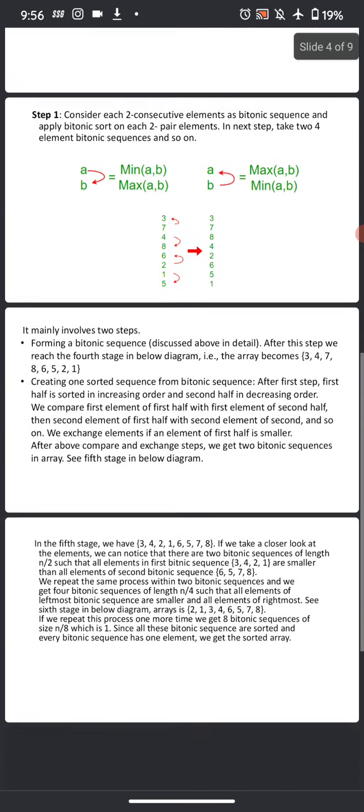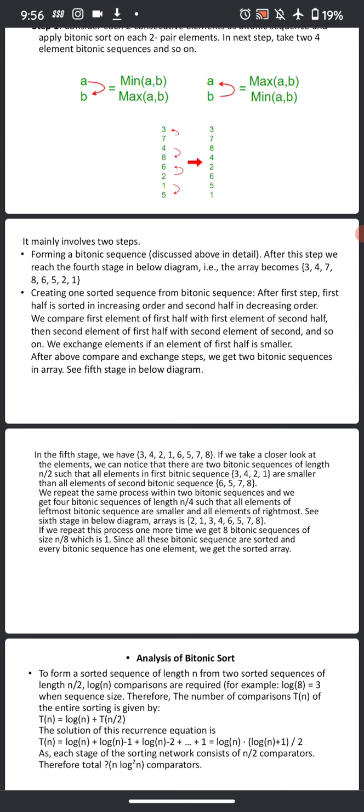It mainly involves two steps. First, forming a bitonic sequence, discussed above in detail. After this step, we reach the fourth stage in the below diagram, that is, the array becomes 3 4 7 8 6 5 2 1. Second, creating one sorted sequence from the bitonic sequence. After the first step, the first half is sorted in increasing order and the second half in decreasing order. We compare the first element of the first half with the first element of the second half, then the second element of the first half with the second element of the second half, and so on. We exchange elements if an element of the first half is smaller.